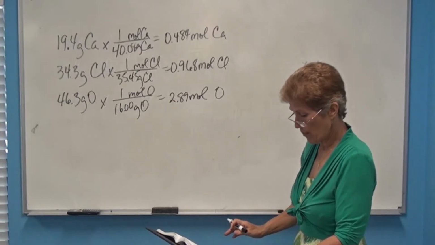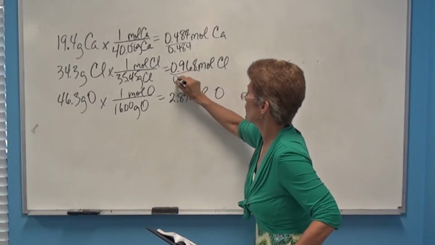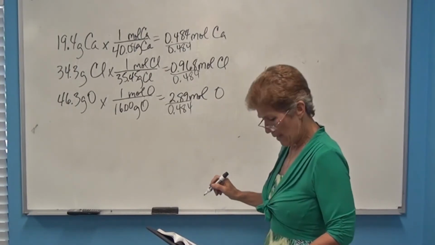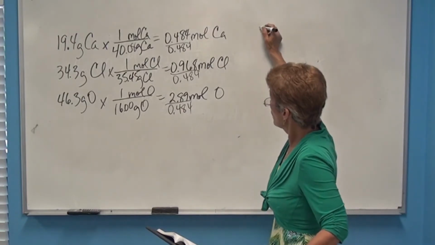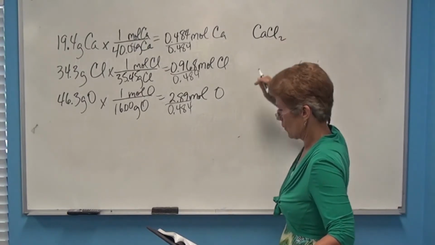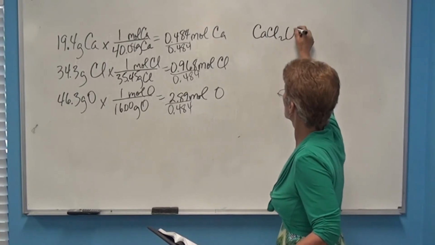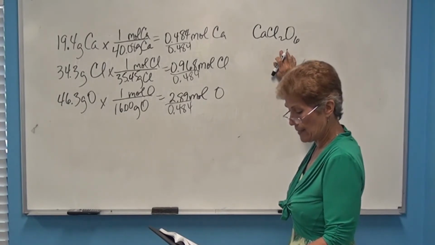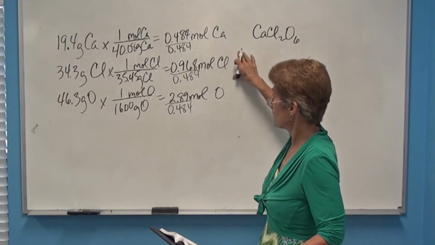Okay, so you pick the smallest number of those, which is this one, and you divide everybody through by that number. And so that's going to give you 1 calcium, 2 chlorines, and a whole bunch of oxygen. 6 oxygens. So that's the empirical formula, CaCl2O6.